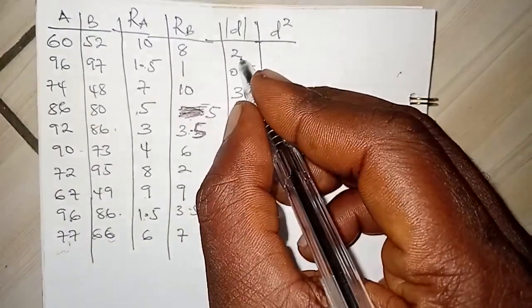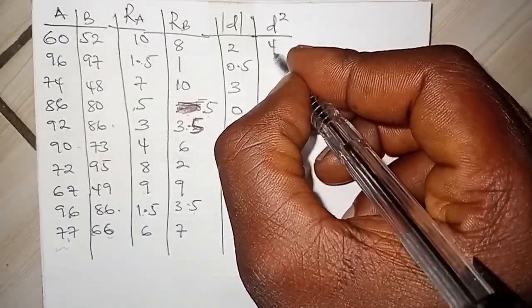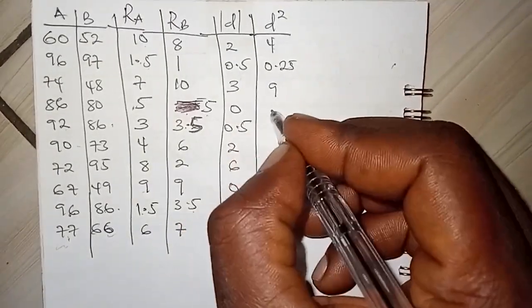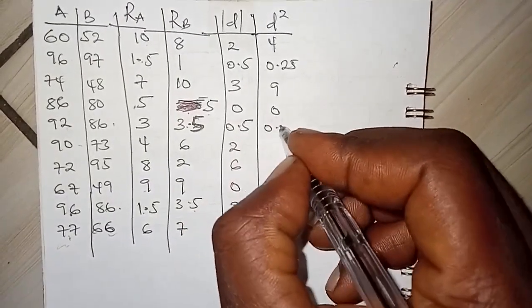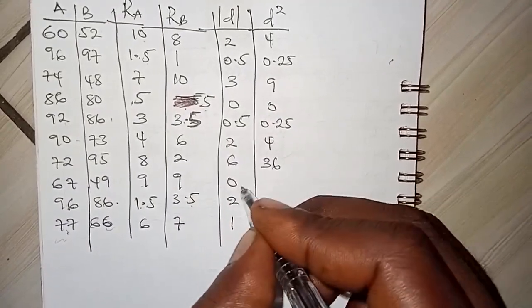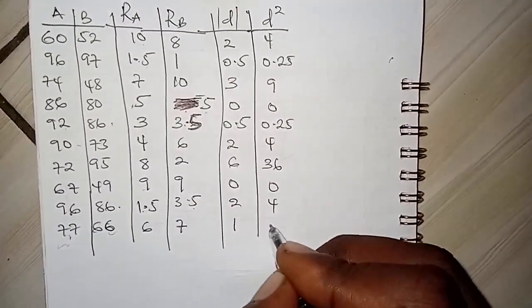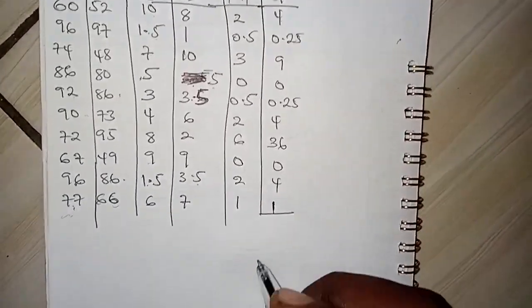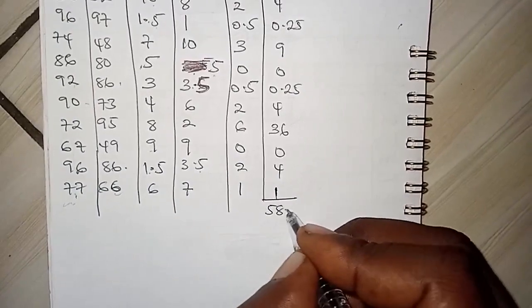So if we square our d, here we have 4, here we have 0.25, here we have 9, here we have 0, here we have 0.25, here we have 4, here we have 36, here we have 0, here we have 4, here we have 1. So if we add all of them here, we're going to have 58.5.